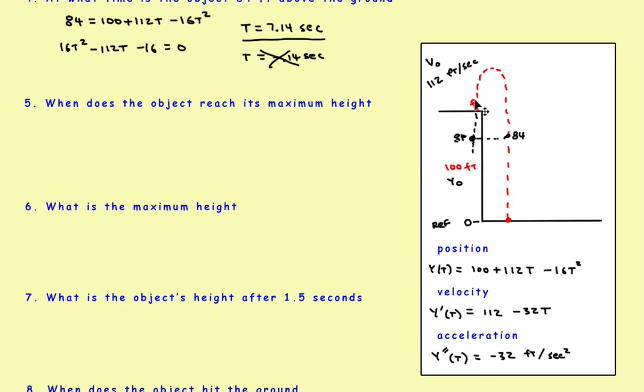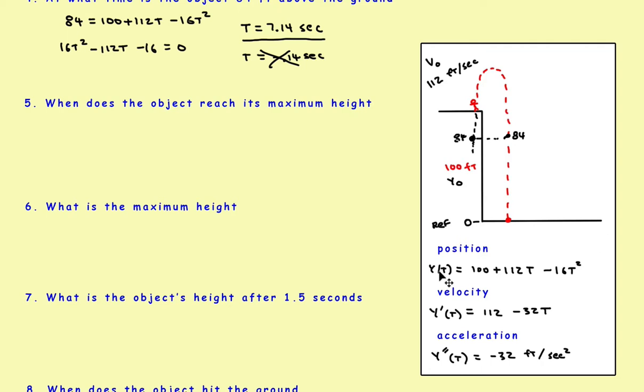Now, the idea is you throw it, and if you're going up, the velocity is positive. If you're going down, the velocity is negative. Well, when you initially throw it, it's thrown up at 112 feet per second. But it goes up, gravity takes over, and it begins to slow down. And just for an instant, right here at the top, the velocity is going to be 0. Then the velocity is going to become negative, and it's going to go faster and faster until it hits the ground. So the key to this, if you want to find when the object reaches its maximum height, is that the maximum height occurs when the velocity is 0.